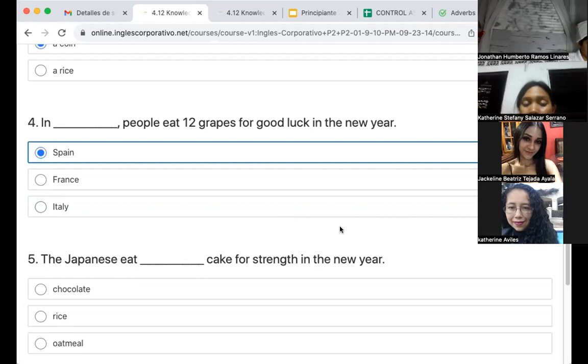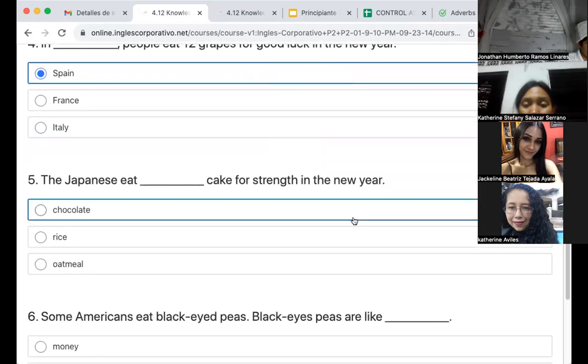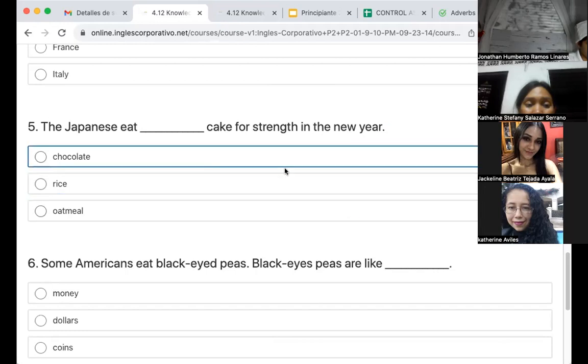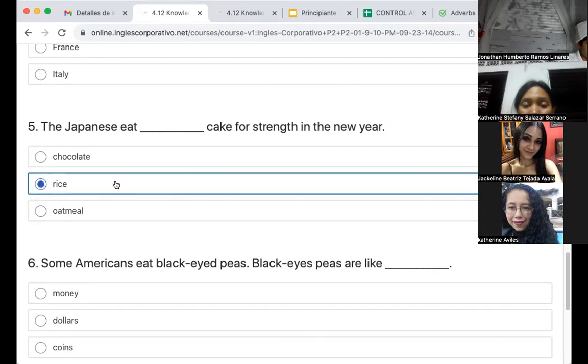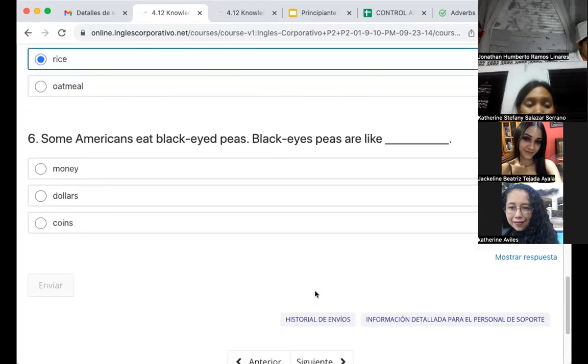Yes. In Spain, people eat 12 grapes for good luck in the new year. Rice. Okay, read the complete sentence, please. The Japanese eat a rice cake for strength in the new year. Yes. And the last one?